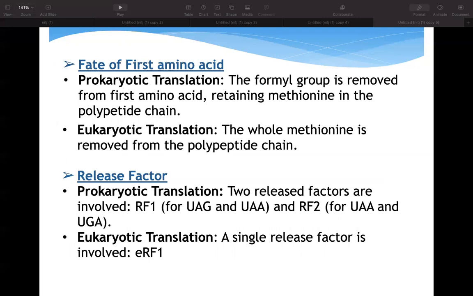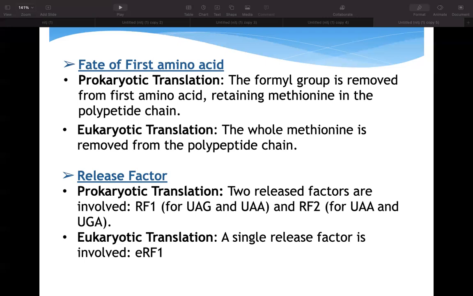The fate of the first amino acid. In prokaryotic translation, the formyl group of N-formyl methionine is removed from the first amino acid, retaining methionine in the polypeptide chain. Only the formyl group is removed and the methionine is retained. But in eukaryotic translation, the whole methionine is removed from the polypeptide chain during translation.